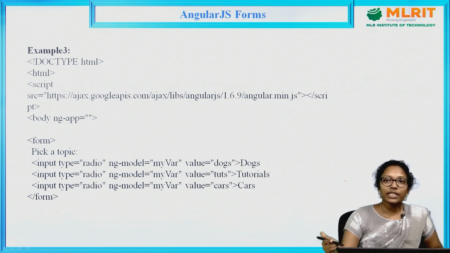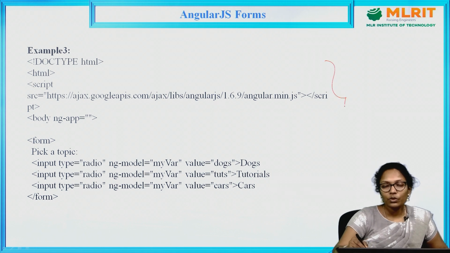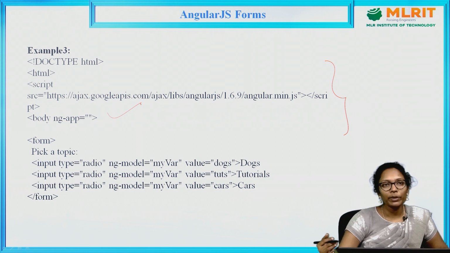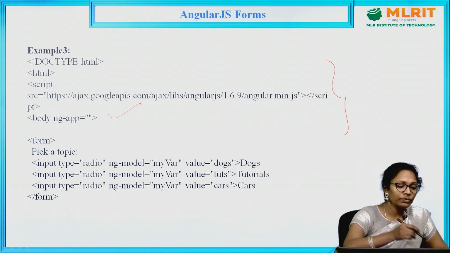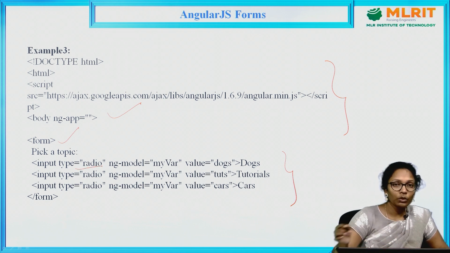So coming to the next example, in this example we are focusing on radio buttons. Of course, this is mandatory for all the programs. The complete body I'm making as ng-app, which is empty because I'm not writing any modules here. And coming to the form tag, I'm opening a form tag and then I'm adding 3 radio buttons here. So we know input type is equal to radio.